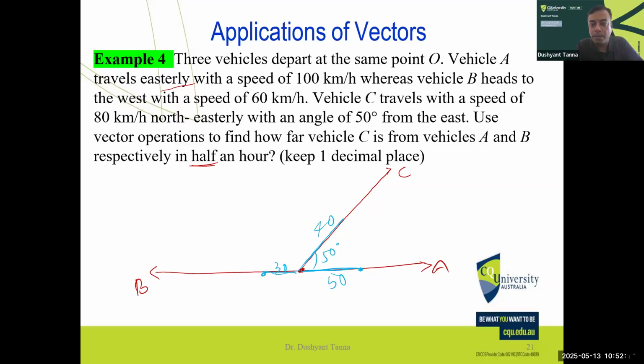Cool? Because we are talking about half an hour, we consider 100 and make a half of it. B is 60, half of it is 30. C is 80, half of that is 40. Why? Half is 0.5 of an hour. And the angle made is 50 degrees from east. So this is the direction, a 50 degree angle made with that. This is 40 kilometer and 30 kilometer. Okay. Right.